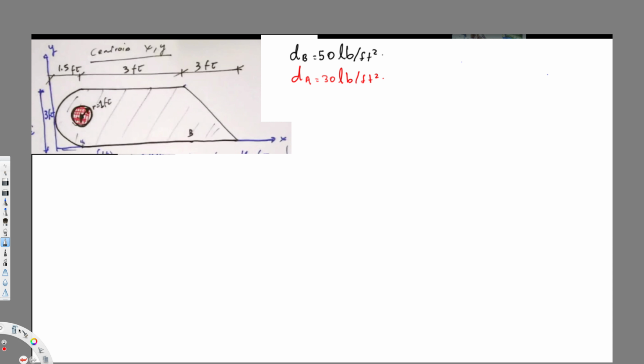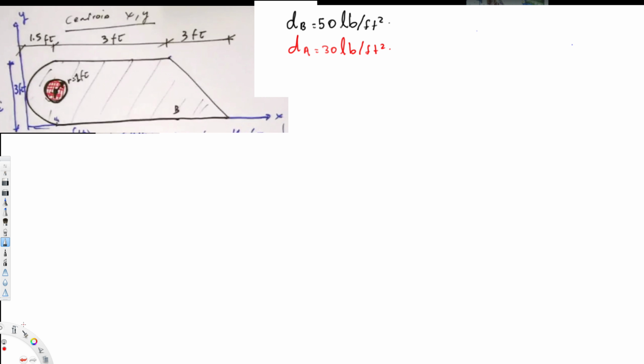Guys, let's do this problem right here. The question is asking to find the centroids. Centroids mean basically the x bar and the y bar of the point that's going to give the centroid, right? So let's see how we can find this.